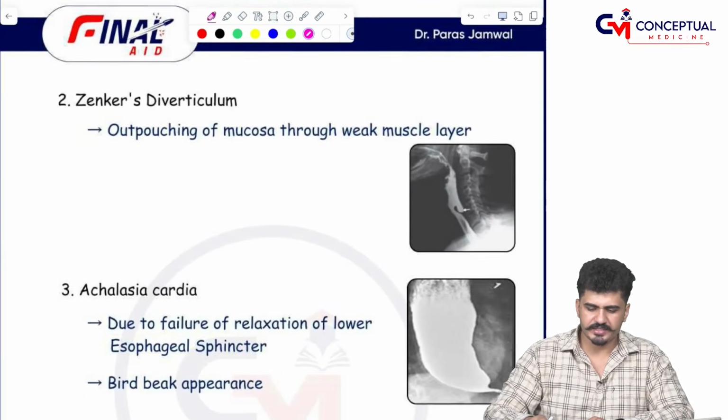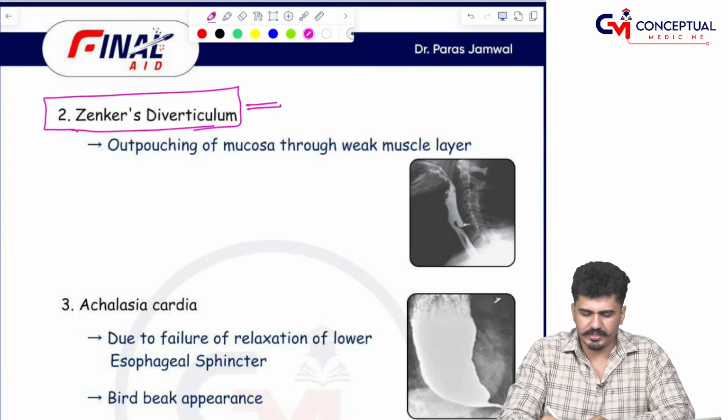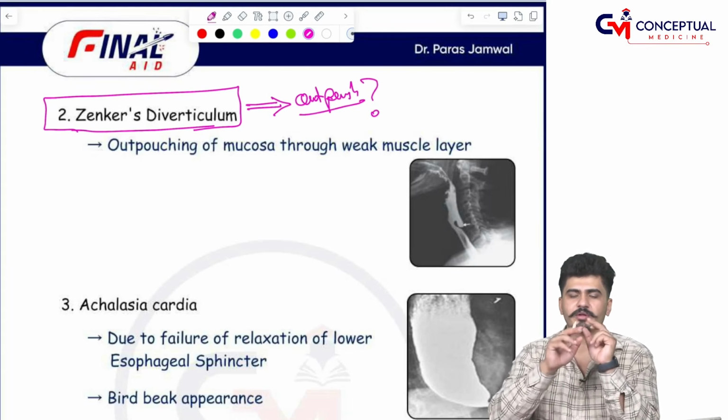Now coming on to the next disease, and that is Zenker's diverticulum. Can you tell me, in the ENT session I taught you something, this Zenker's diverticulum is an outpouching. From which part? Which dehiscence am I talking about, in which muscle?